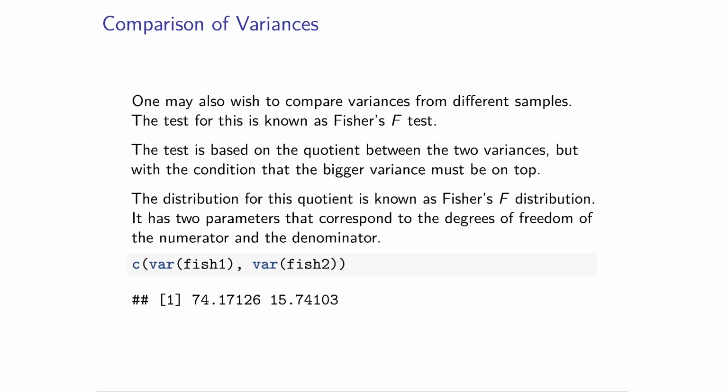We may also wish to compare variances from different samples. The test for this is known as Fisher's F-test, and it's based on the quotient between the two variances, with the condition that the bigger variance must be on top. The distribution for this quotient is known as Fisher's F-distribution and has two parameters that correspond to the degrees of freedom of the numerator and the denominator.